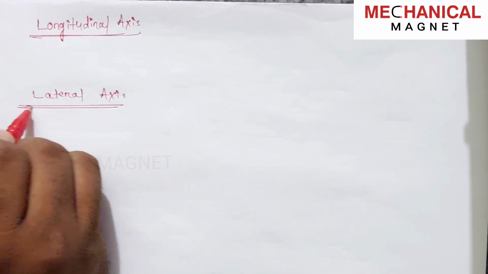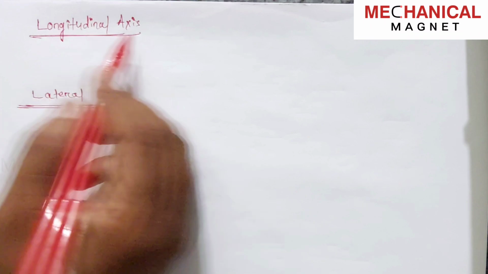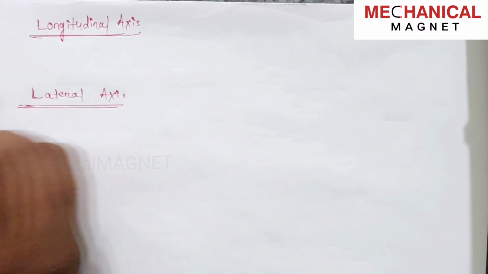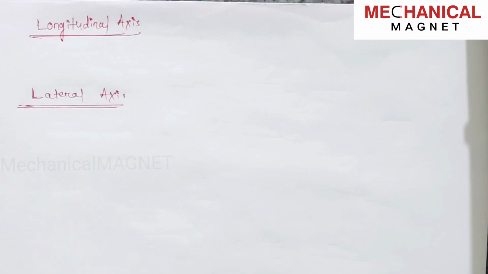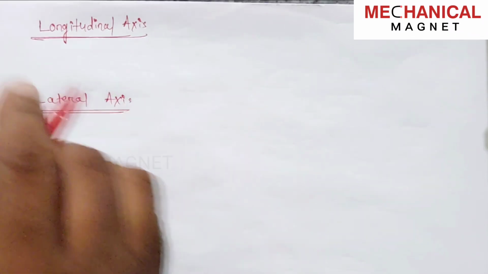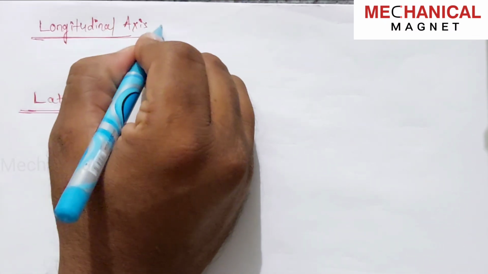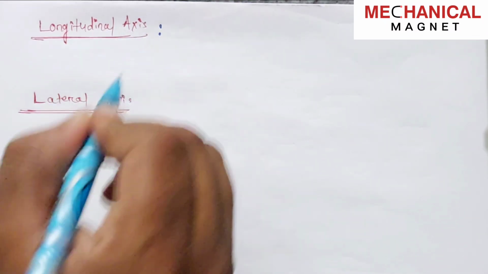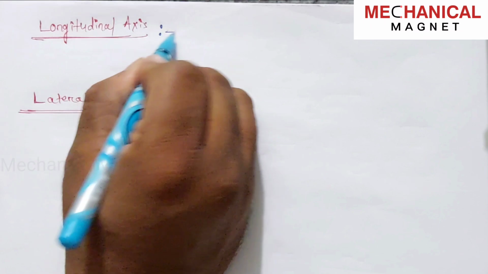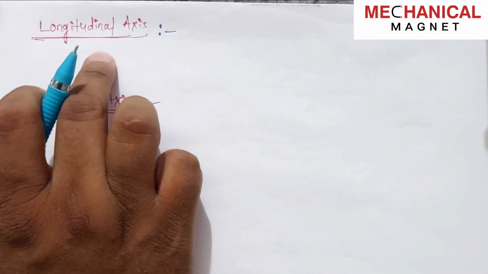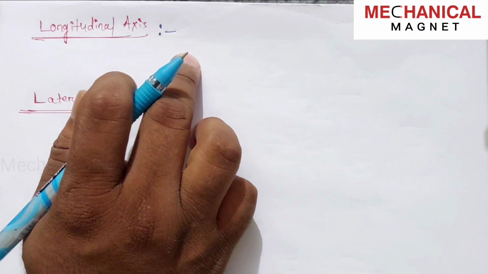Today we are going to discuss the longitudinal axis and the lateral axis. This is a series of strength of material that is going on, and we have been learning strength of material for 5 days. So here we are going to study what the longitudinal axis is and what the lateral axis is. Okay.